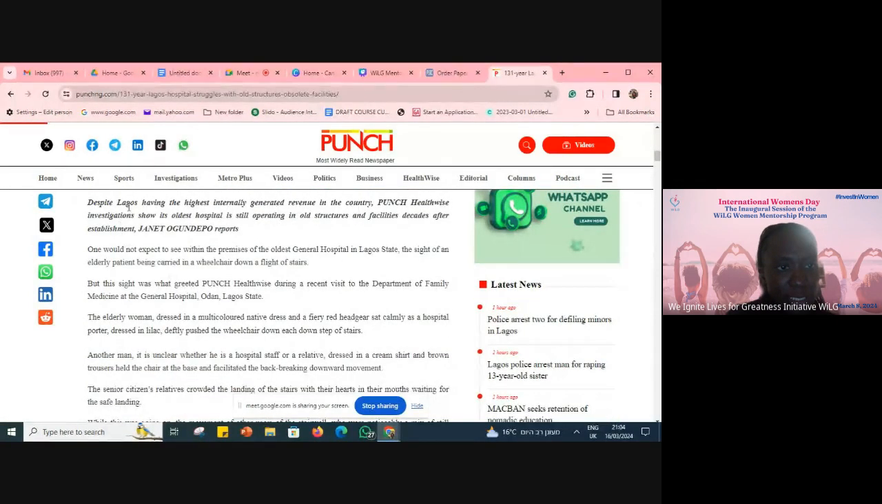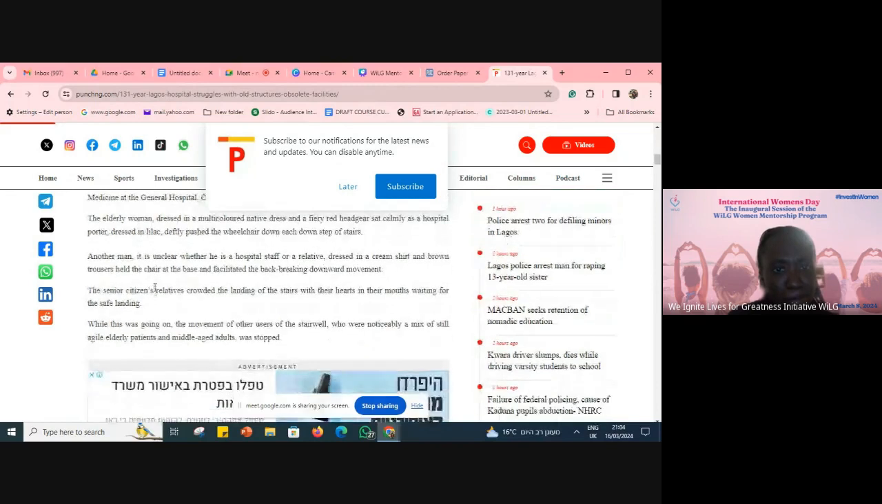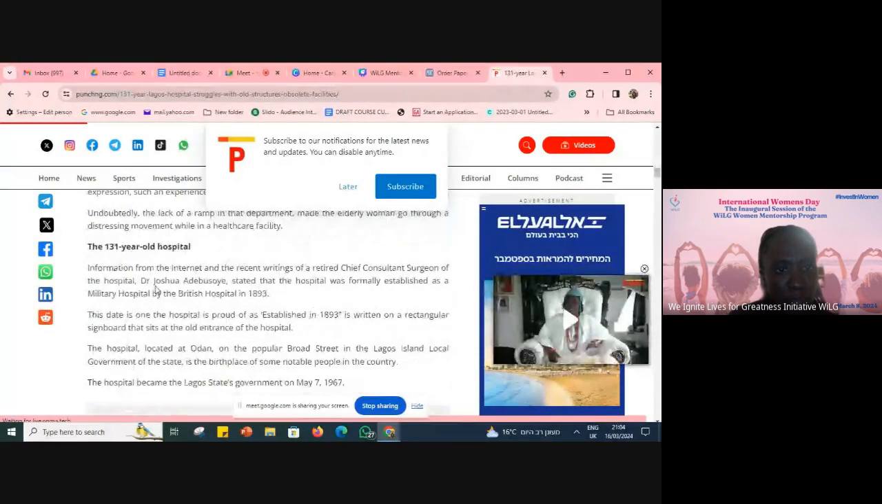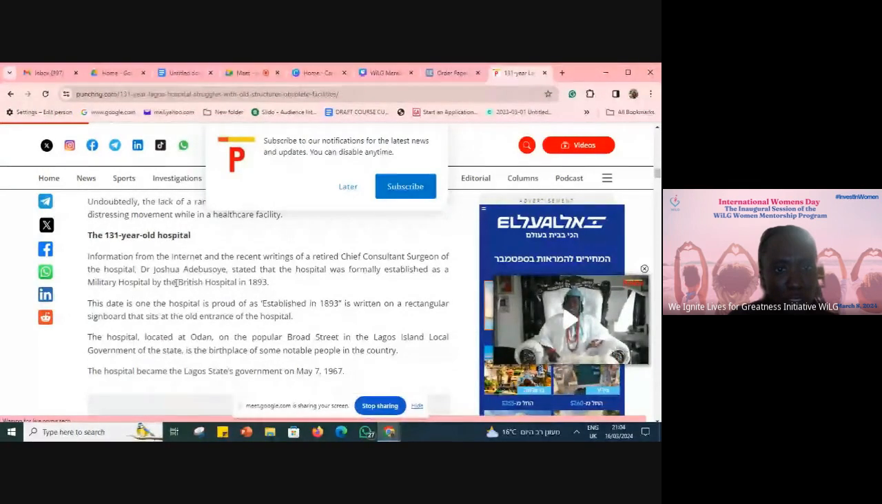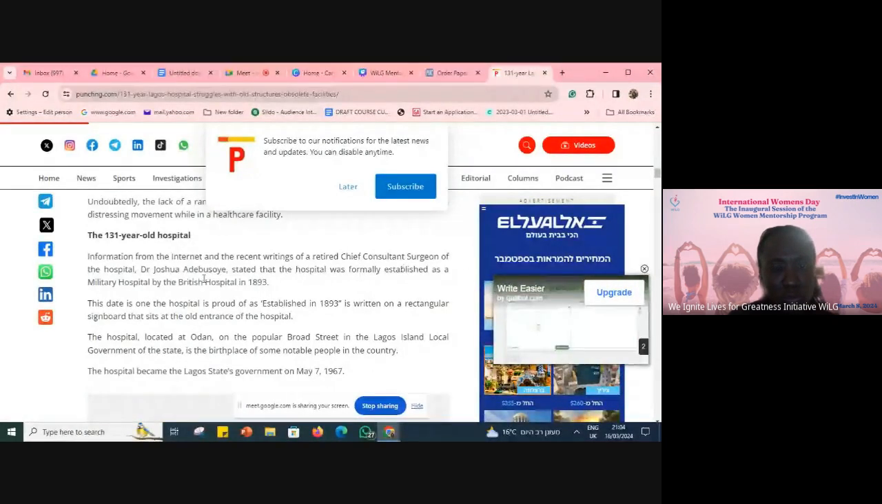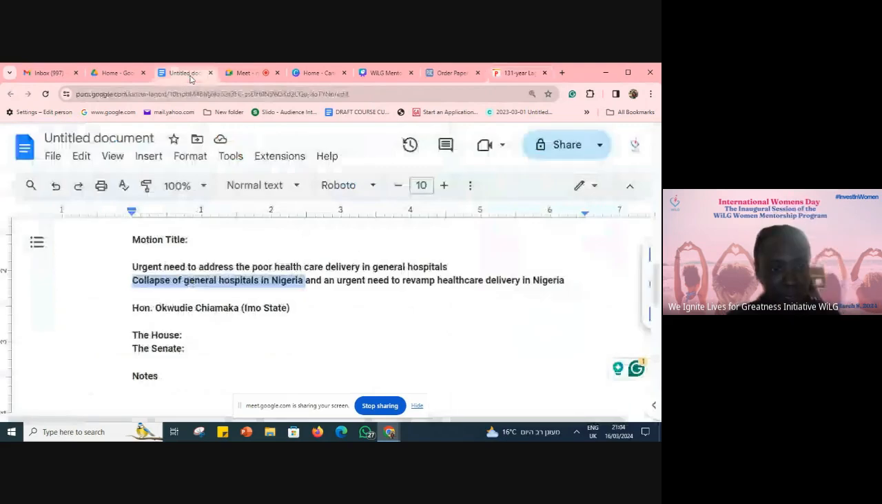This is saying, despite Lagos having the highest internally generated revenue in the country, they have done an investigation. The structures are old and dilapidated, right? And then you can read. I'm trying to see the name of the hospital. Information on the internet, right? In the control of the hospital. The hospital was okay. So let's just write.